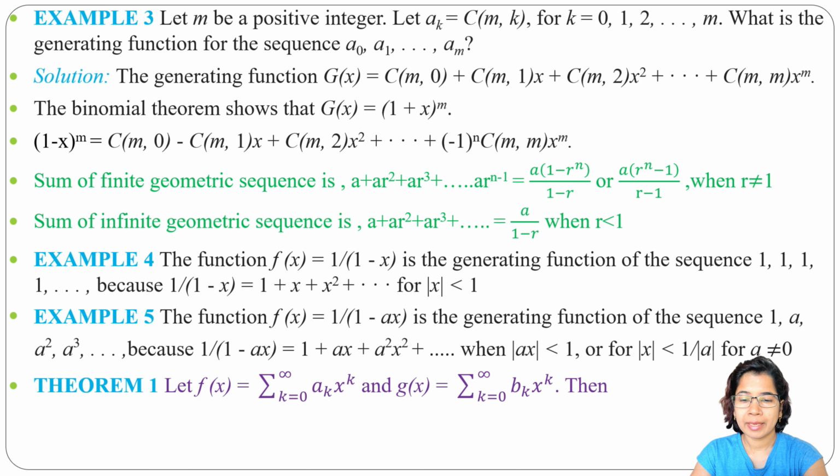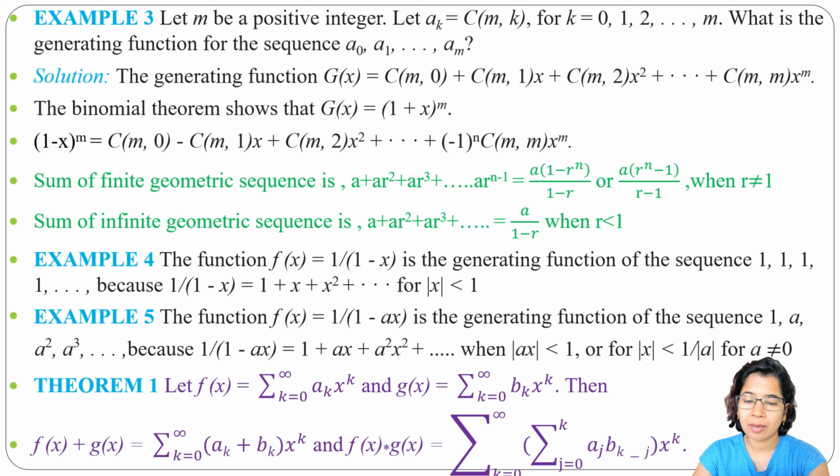It's simple. We are just using the geometric sequence summation formula. Next, theorem 1: let f(x) equal the sum from k = 0 to infinity of a_k x^k and g(x) equal the sum from k = 0 to infinity of b_k x^k. Then what will be the addition and multiplication of f(x) and g(x)? Now f(x) + g(x) will be the sum from k = 0 to infinity of (a_k + b_k) x^k. From these two summations, we took x^k as common, so a_k + b_k. And f(x) multiplied by g(x) equals the sum from k = 0 to infinity, then the sum from j = 0 to k, where we took another variable j, of a_j b_(k-j) x^k.